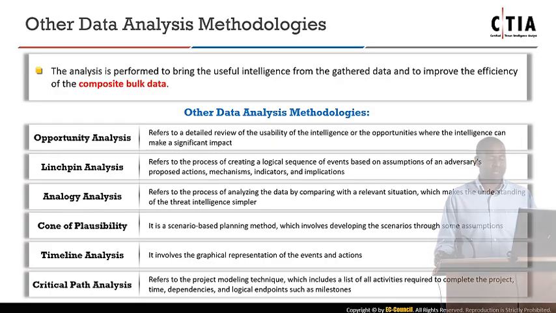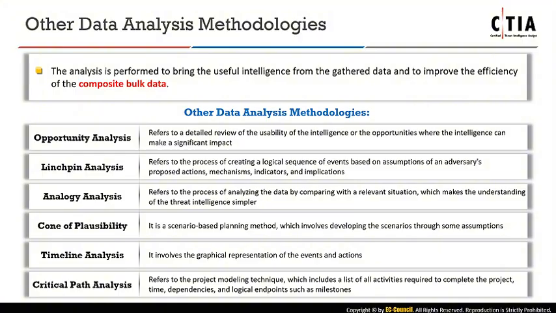Right? Linchpin analysis gives us the process of creating a logical sequence of events based on assumptions of the adversary's proposed actions or indicators or mechanisms or implication. That's linchpin. Analogy analysis, where we compare with a relevant situation. So we make an analogy, right, to see if it can help us understand better what's going on. The next is the cone of plausibility, which is a scenario-based method. And what we're going to do is make some assumptions, and based upon those assumptions, develop scenarios.